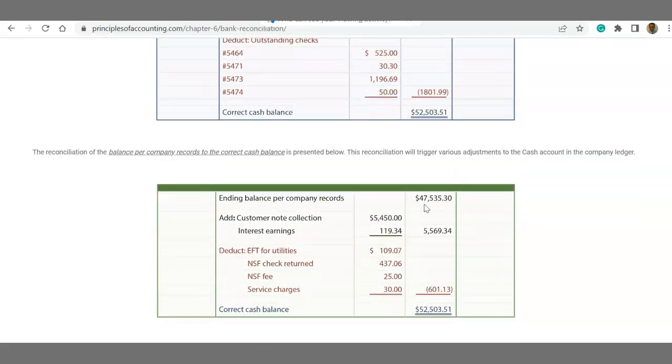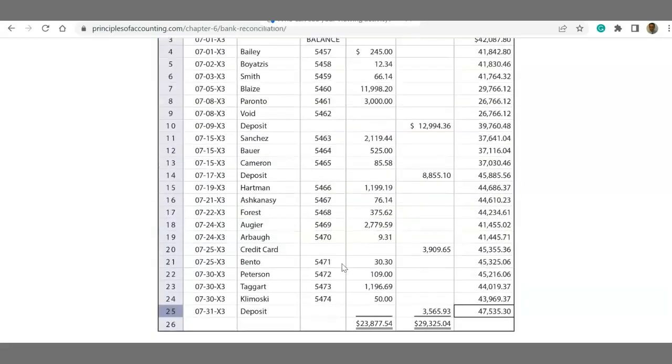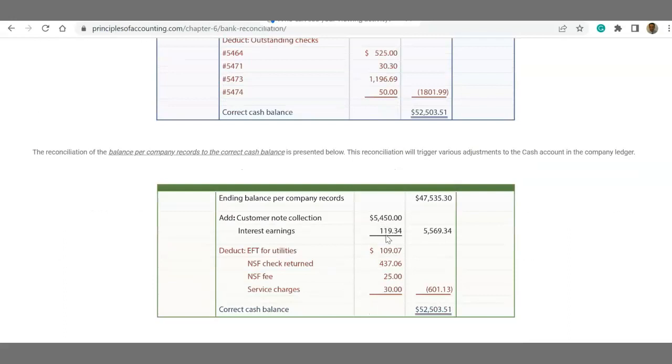Then you do same thing on your book. You say, my book says I have 47,000. However, I see in the bank statement, there's 2 credit memos here. You see credit memo of $119, credit memo of $54.50. So those 2 credit memos are not in here in any shape or form. So I'm gonna add it manually in my worksheet. And then I deduct those debit memos. So credit memo, it's a good news. Debit memo for you is a bad news. So debit memo, bad news here, 10907. Electronic fund transfer for utilities, debit memo of NSF check, NSF penalty, and service charge. Those are all bad news debit memos. You deduct them from your book, and you get to final number of $52,503.51.